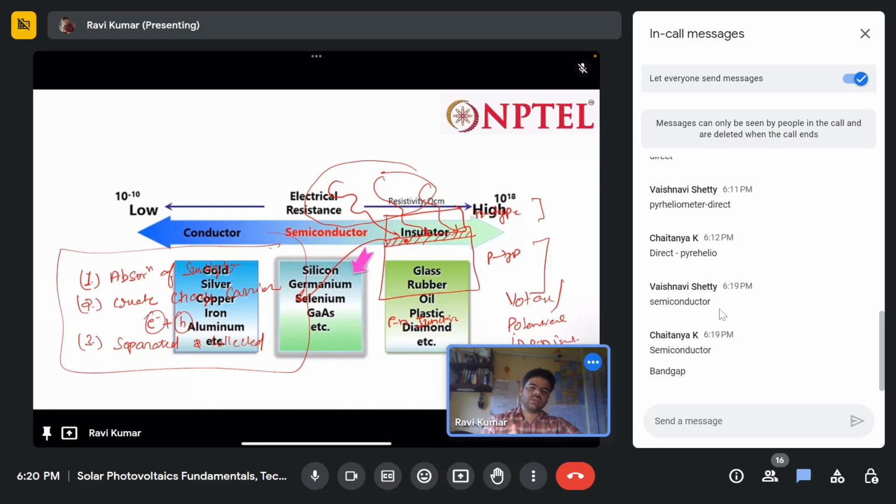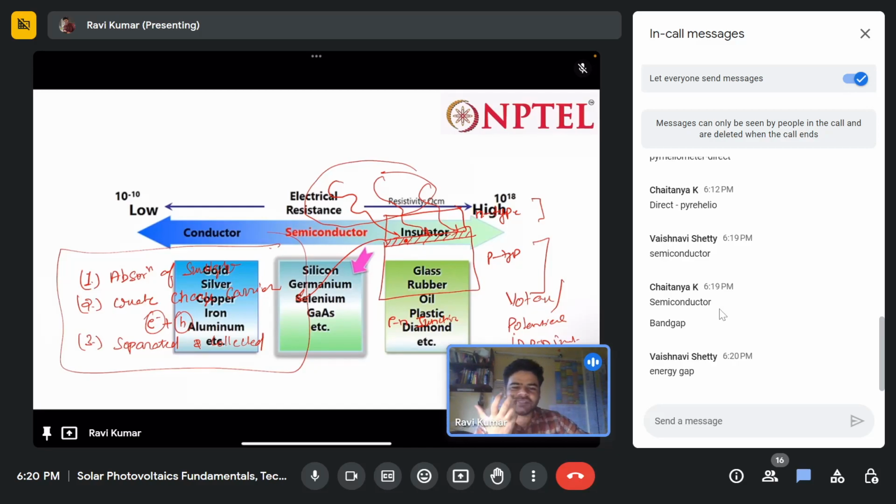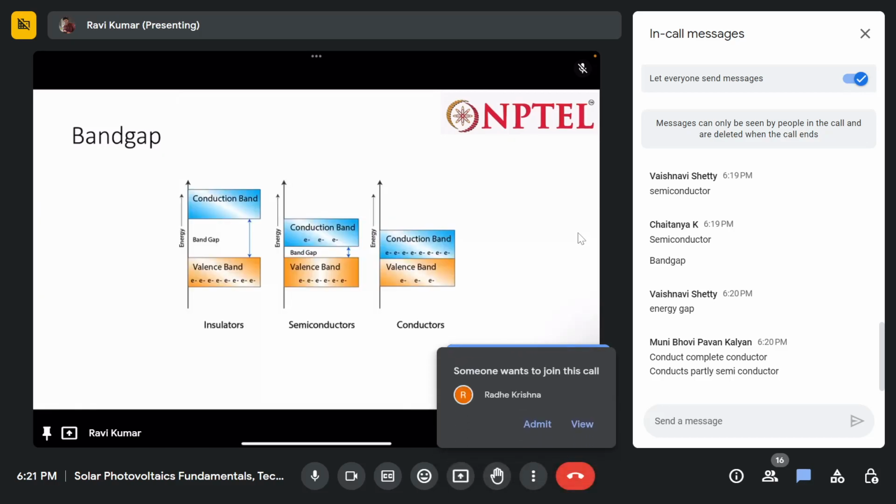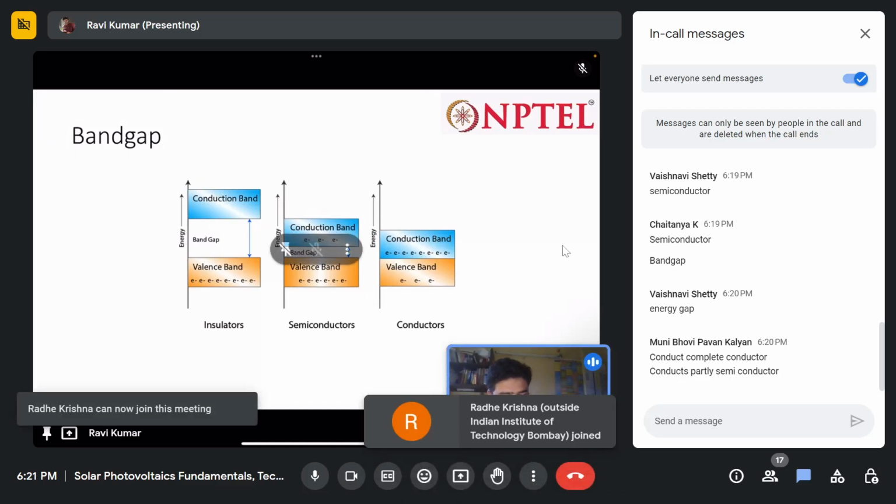Semiconductor, band gap. Okay, it's very short, but it's okay. Based on the energy gap or band gap, we can distinguish semiconductor, conductor and insulator. Yes, Vaishnavi, it's energy gap or band gap. So let's move further. A complete conductor conducts, a semiconductor partly. Yes, Pawan Kalyan. So based on the band gap, we will see these are conductors.